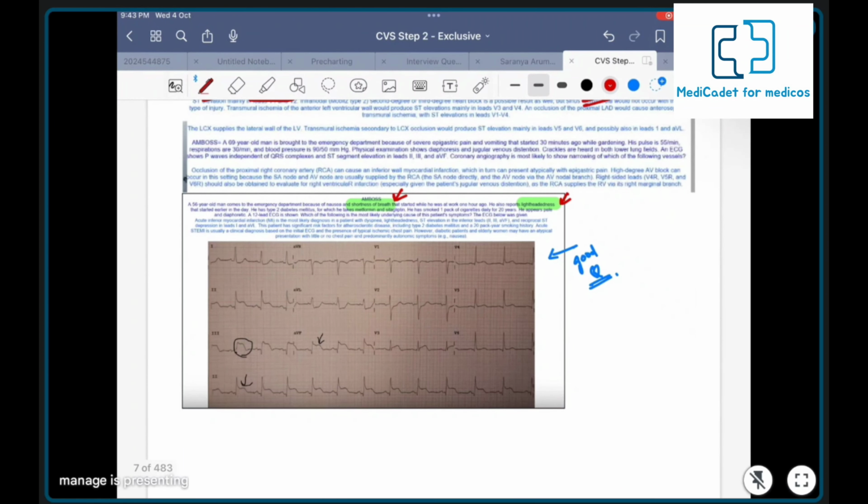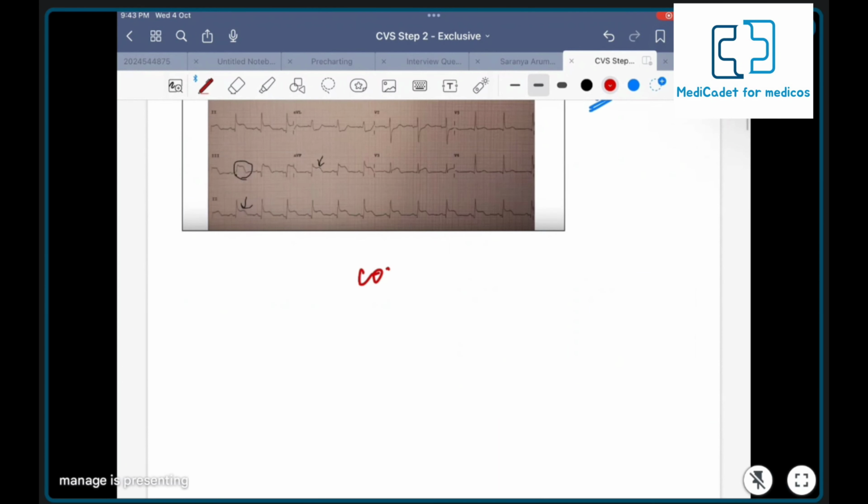Like I mentioned, they mention here jugular venous distension, crackles, all this will be there in left heart failure patients. LAD can cause left heart failure. This is a nice segue into complications. You will get a lot of questions from complications of MI.